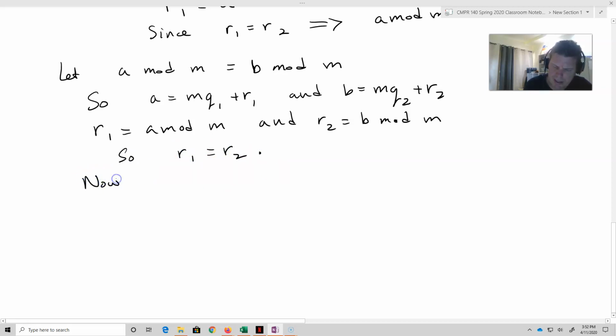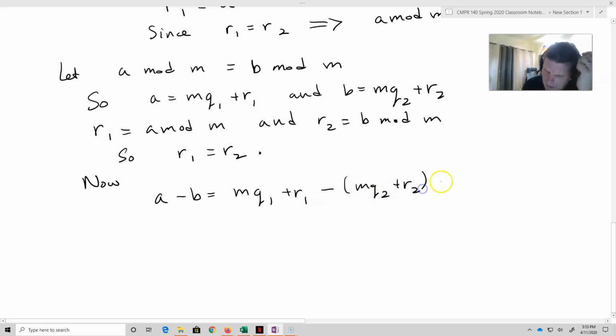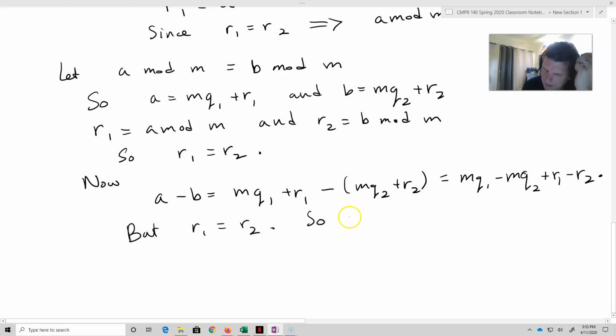Now what we're going to do is use that definition of what it means to be congruent. So we're going to say A minus B is going to equal MQ1 plus R1 minus MQ2 plus R2, which is going to then equal MQ1 minus MQ2 plus R1 minus R2. But R1 equals R2. So A minus B equals MQ1 minus MQ2 plus 0, which just equals M times Q1 minus Q2.